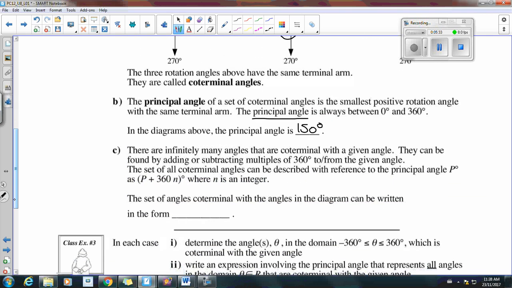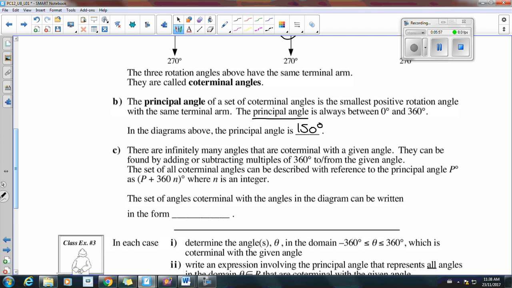There are infinitely many angles that are coterminal with a given angle. They can be found by adding or subtracting multiples of 360 degrees from the given angle. The set of all coterminal angles can be described with reference to the principal angle P as P plus 360m. So basically we can go 360 degrees either direction, and we're always going to overlap with the same arms.